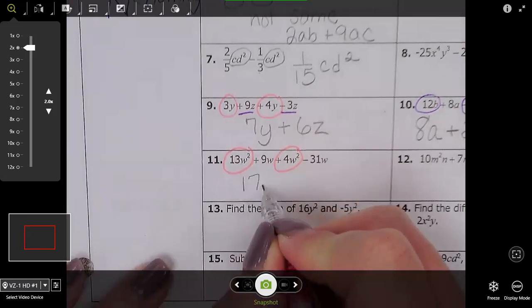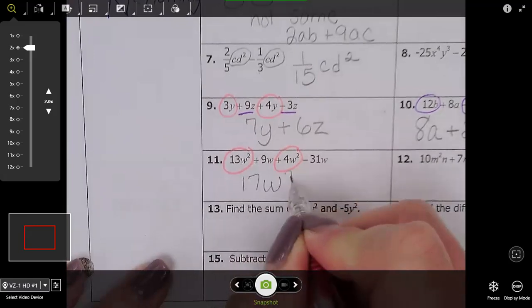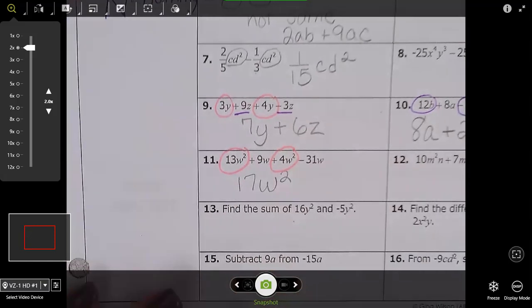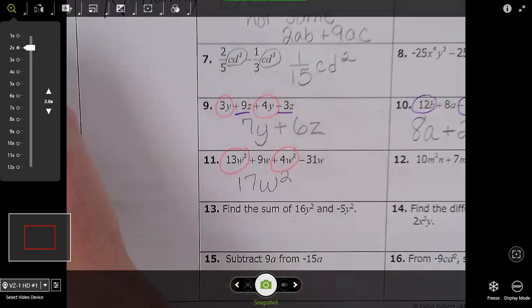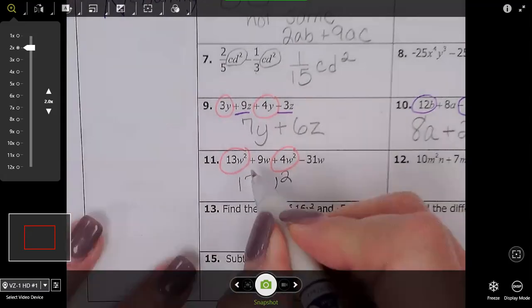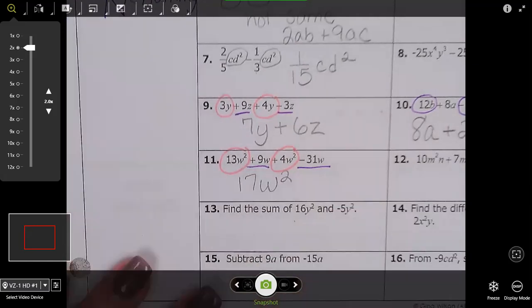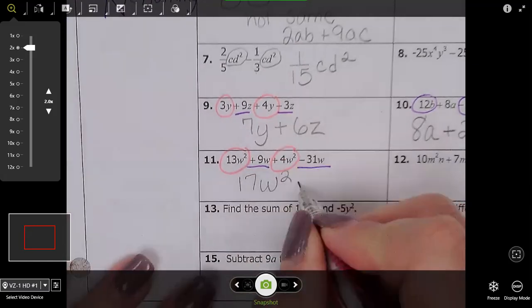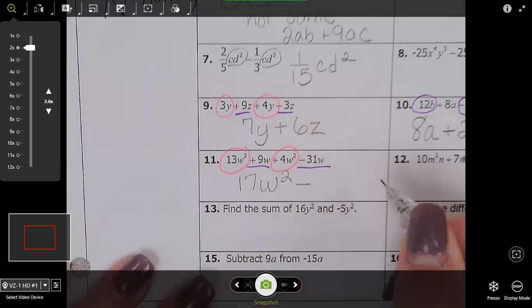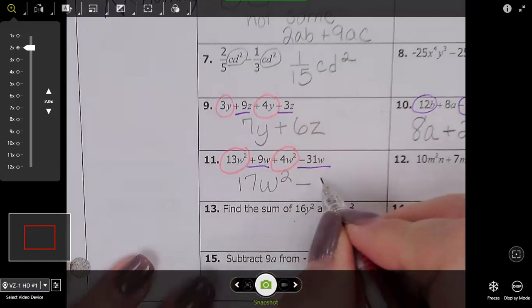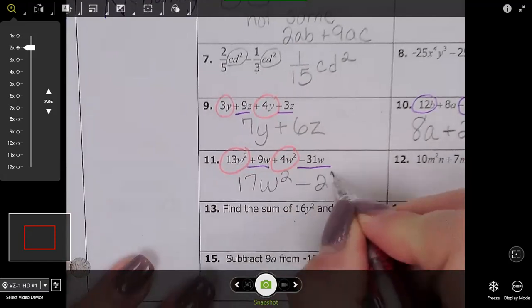Yeah, 17. I do nothing to the variable and the exponent. I write it down. Okay, and now I can do my plain old W's. So I have a 9W and a minus 31W. And I know someone typed that in. What'd you get, baby? 22? Okay, 22W.